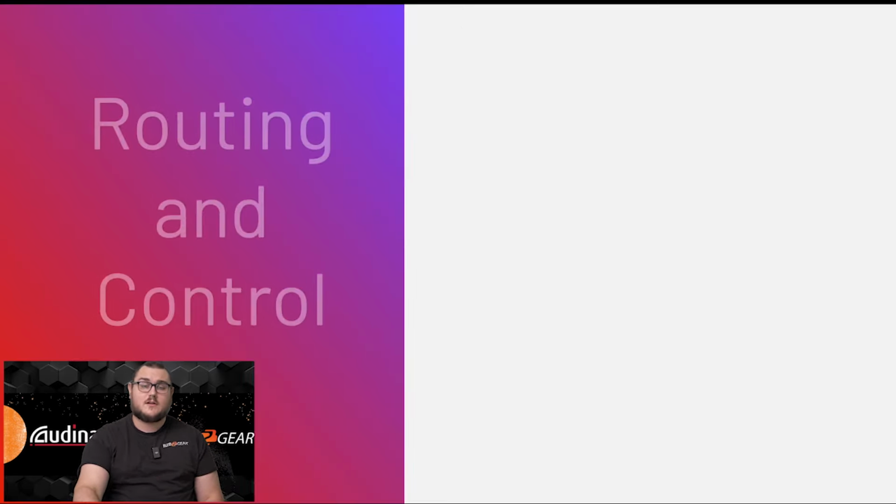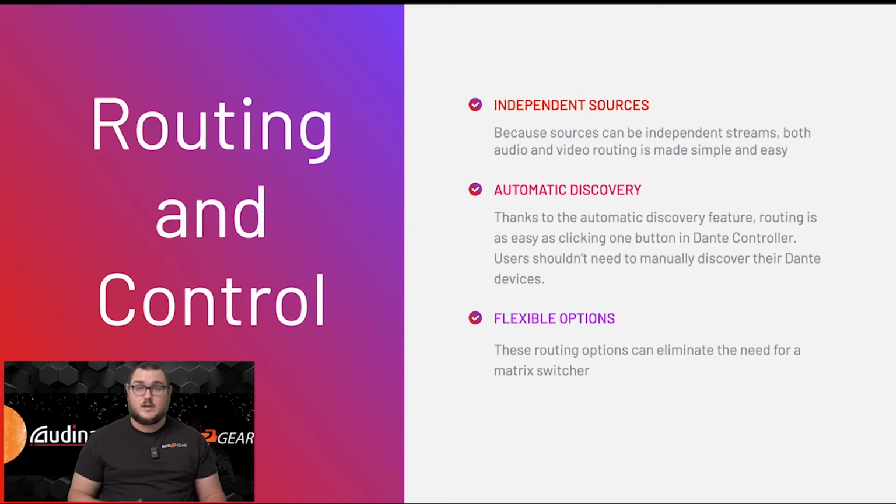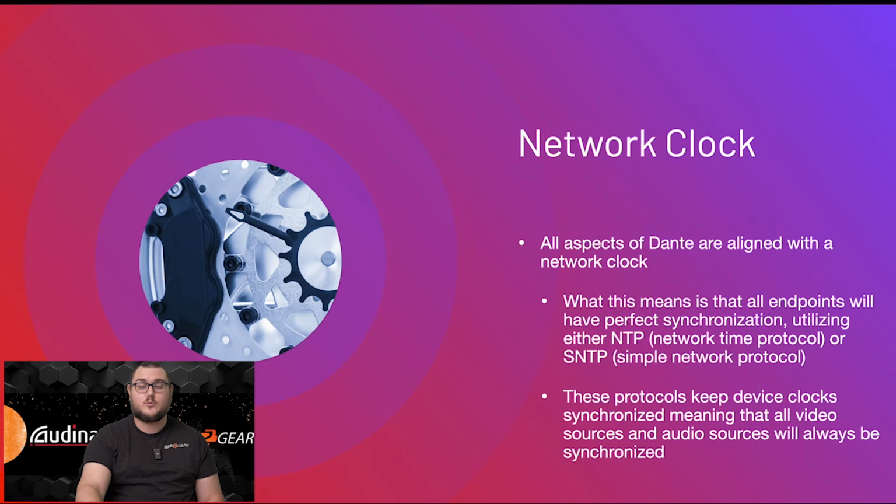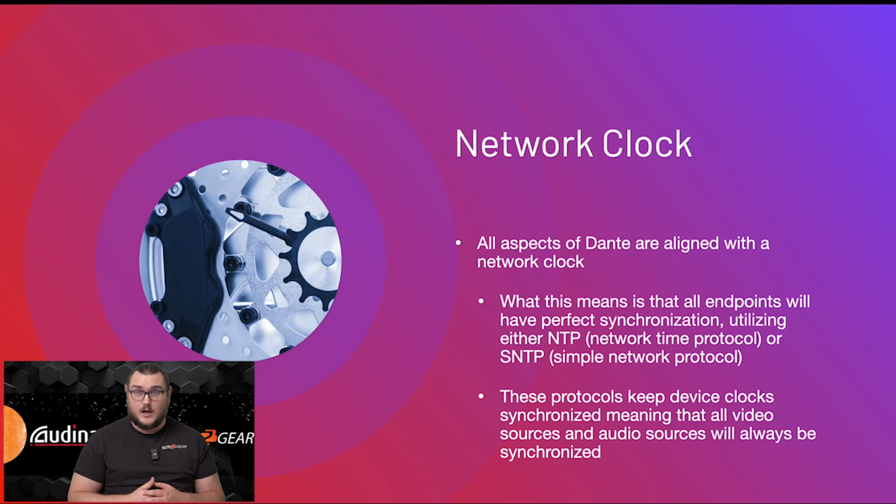We'll go ahead and talk a little bit more about it though. You get routing and control benefits, such as independent sources, automatic discovery, as well as flexible options, which basically allow you to take out, for example, a matrix switcher, because through the Dante Studio app, you can decide where you want your audio sources going as well as your video sources. So that's pretty nice.